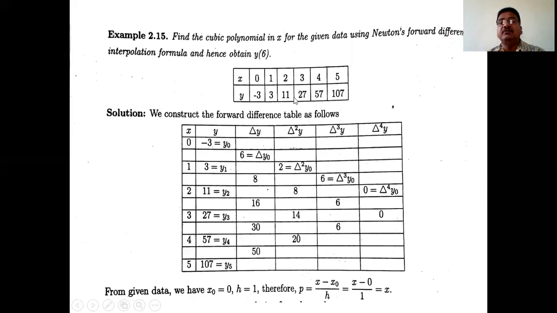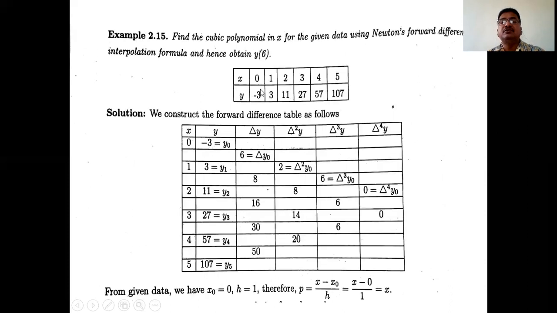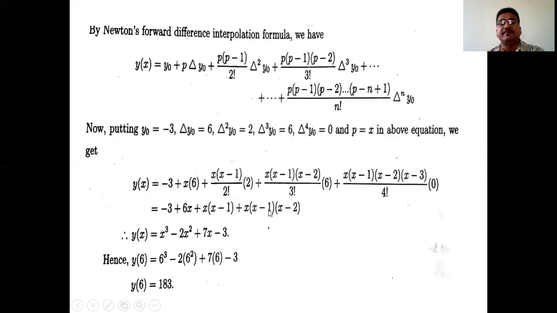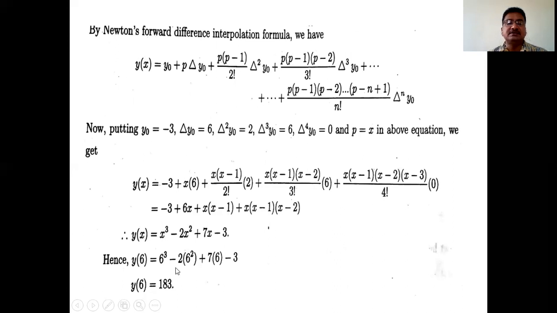And how can we tally your answer? Substitute x in this polynomial. Substitute x equal to 0, we get the answer minus 3. Substitute x equal to 1, we get the answer 3. If we substitute 2, we get 11. In this way, if we substitute 5, then we get the answer 107. And so we can tally your answer. And then the further question is what? Hence find y6. So how can you find y6? By substituting x equal to 6. We get the answer 183.